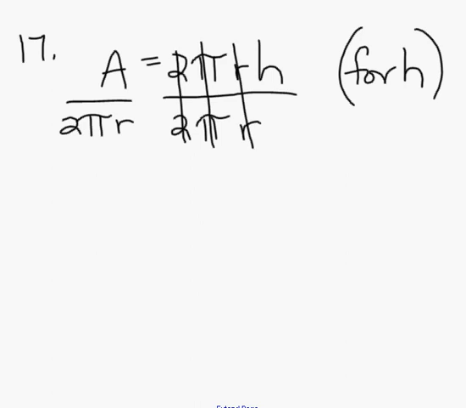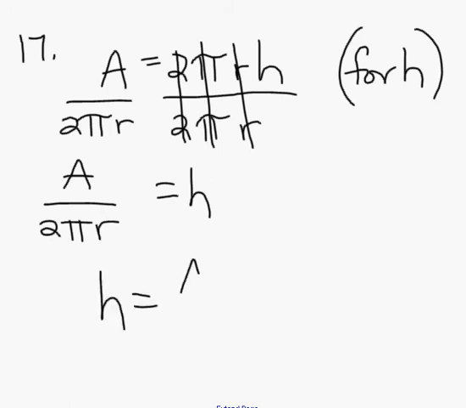They cancel on the right hand side, and I have h equals A divided by 2 pi r. I like my variable on the left, of course, so I have h equals A divided by 2 pi r. Remember, I did not change anything by turning it around. I simply put what I was solving for on the left-hand side in preparation for doing inequalities.